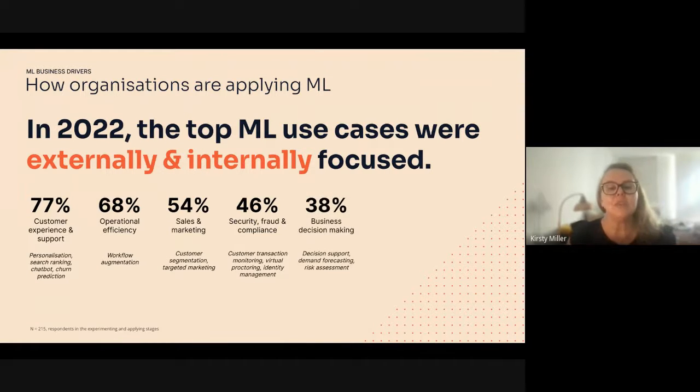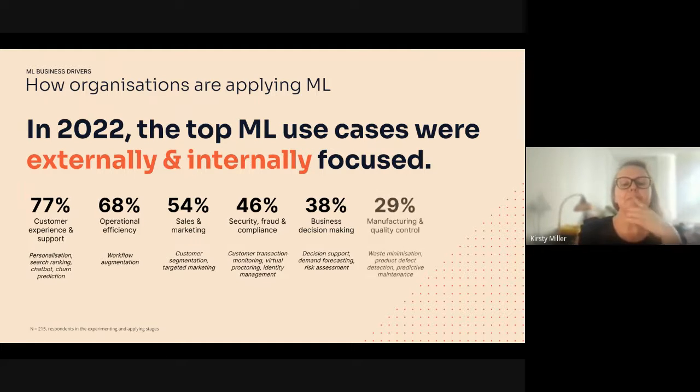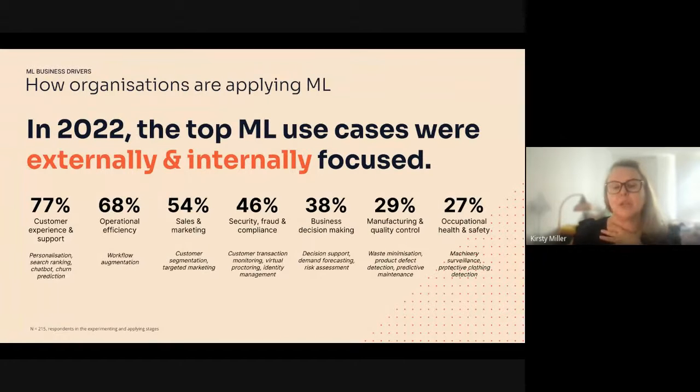Business decision-making, 38%. A reminder that that was the second most popular last time. Decision support, demand forecasting, and risk assessment. Manufacturing and quality control, 29%. And then lastly, occupational health and safety at 27%.